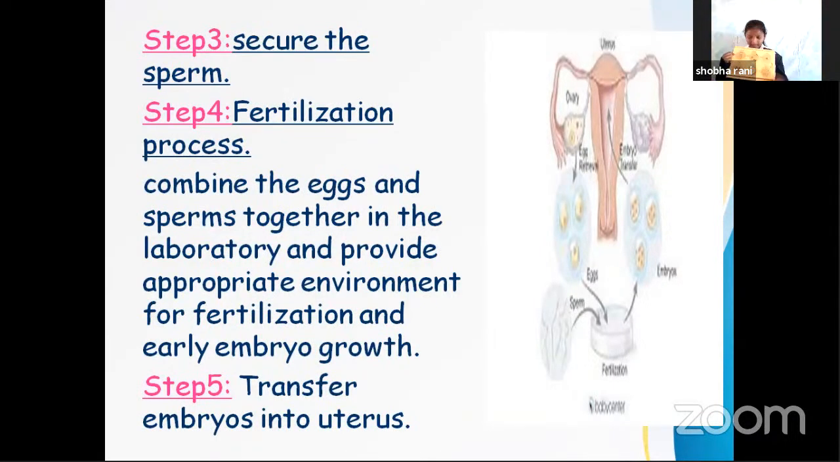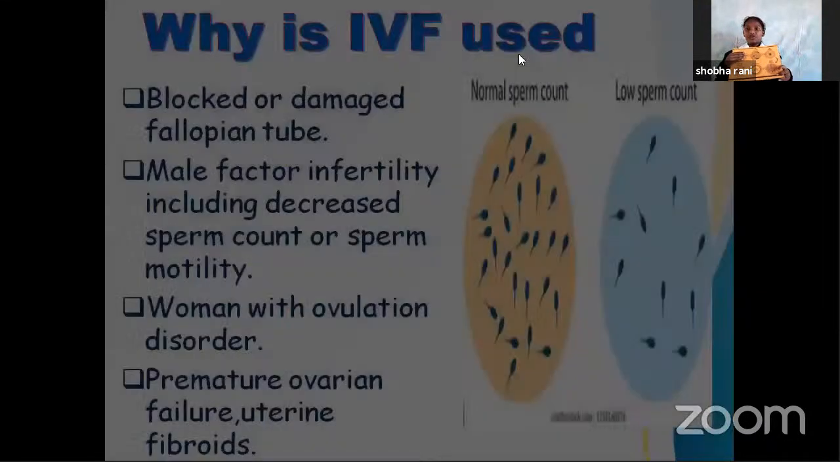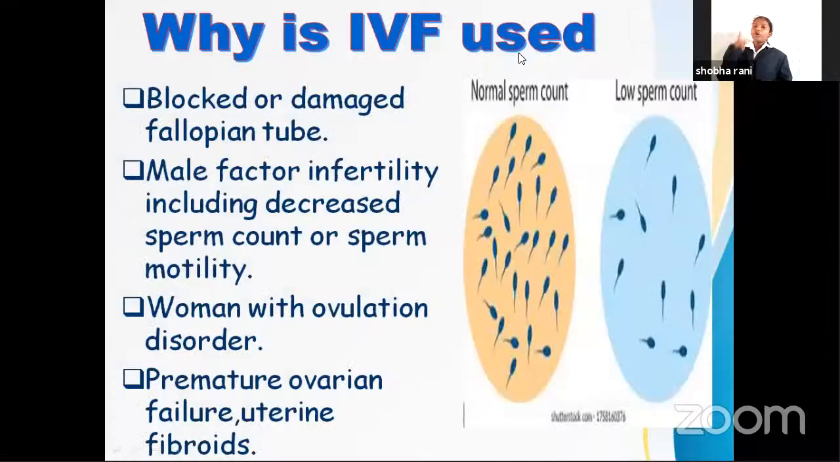Look at this picture. The steps are shown in these pictures. See the ovulation induction and the egg retrieval, that means collecting the eggs from the ovary. The first step is giving the hormonal injections to the patient, that means the woman. The third step is collecting the sperm and protecting it. The fourth step is the fertilization process. And the fifth step is that the developed embryos are transferred into the uterus. I think you got it.